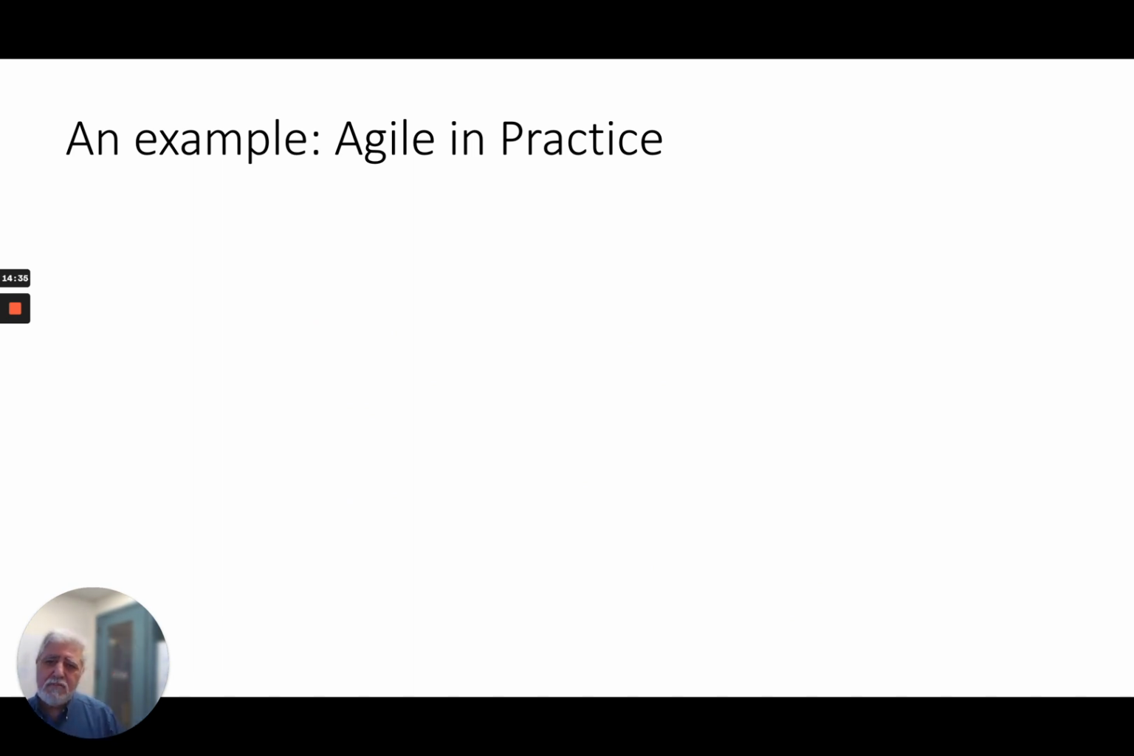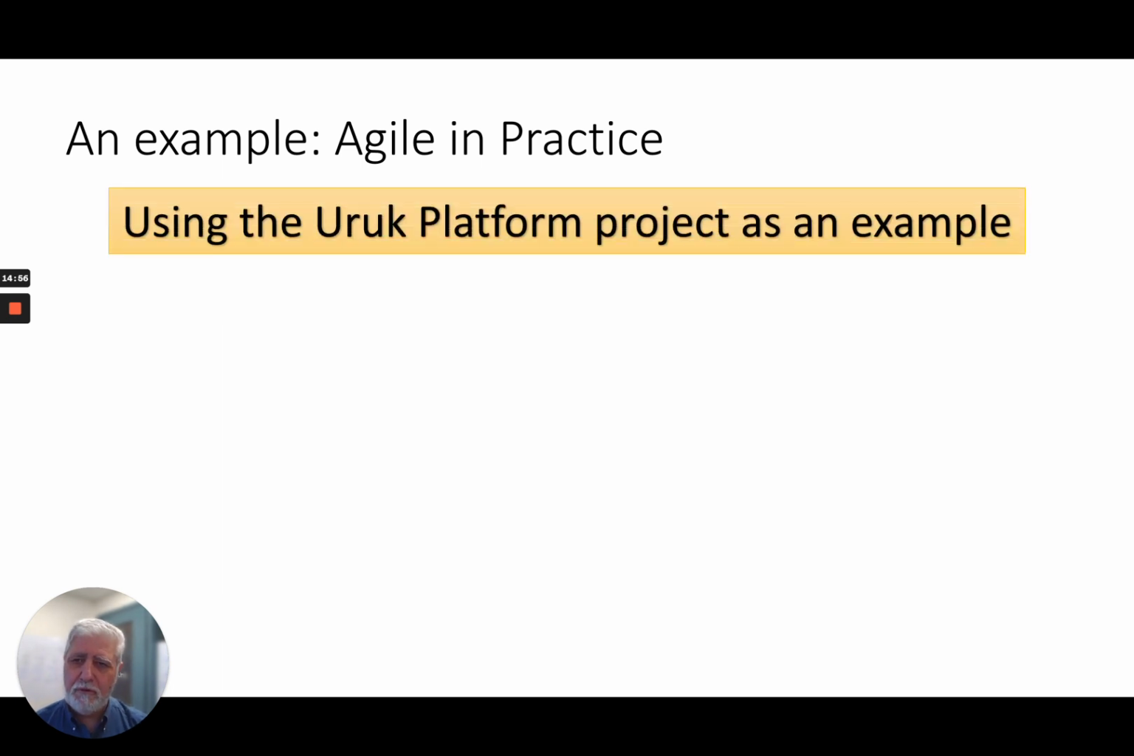So now, it took a few minutes to explain the context, the setting. Now let's go, and we'll probably spend at least 10 minutes or more in this area. Let's talk about an example of Agile in practice, the way we see it, right? Again, we are giving our perspective, the perspective we are using to build the Uruk platform. So I will be sharing the way we are building the platform, as a project, as an example.